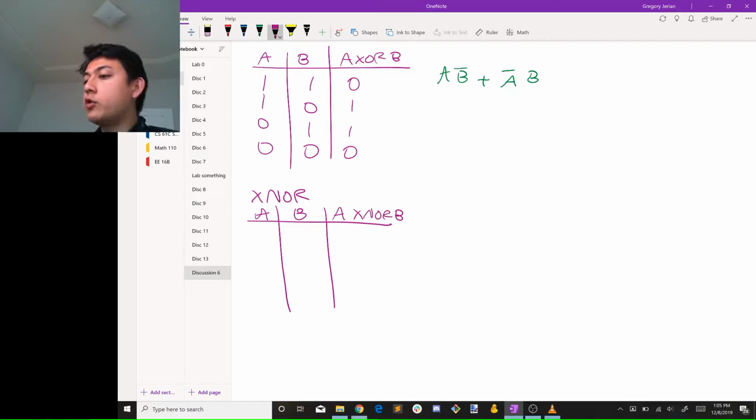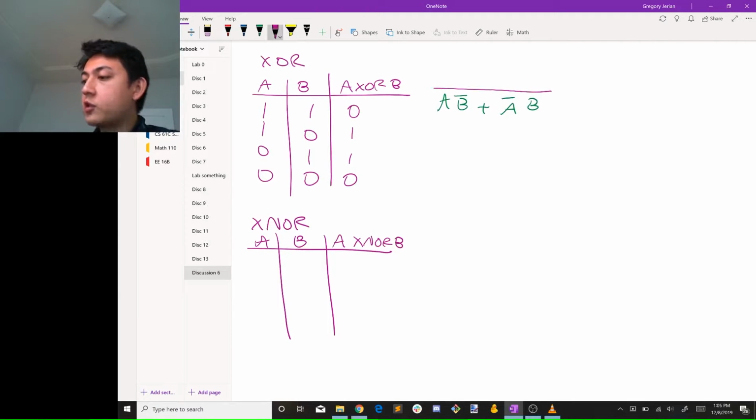I mean, there's plenty of ways you can do this. You could even do NOT of this expression up here and then just simplify it using the Boolean logic properties from part 1. But we'll just write out the truth table for it.